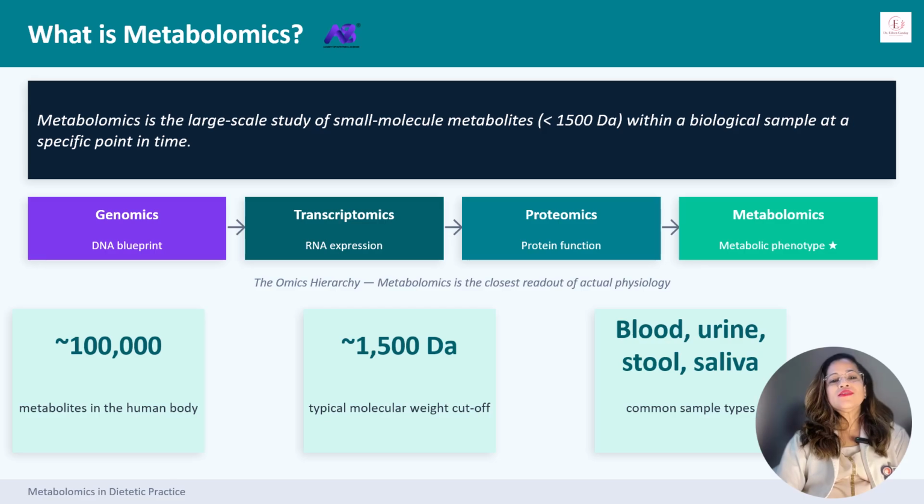So, what is metabolomics? Metabolomics analyzes the complete set of metabolites, that is, small molecules, such as amino acids, fatty acids, organic acids, sugars, vitamins, sometimes even neurotransmitter precursors. So, how is it different from genetics?